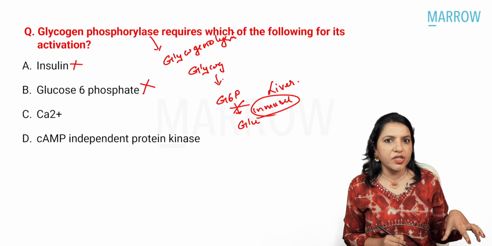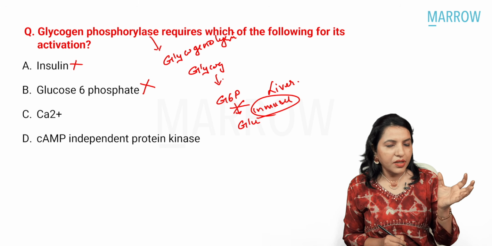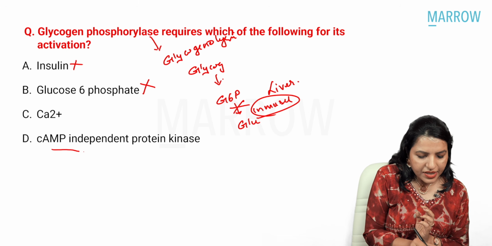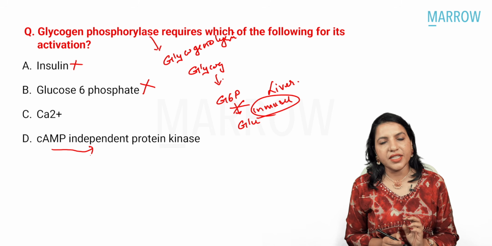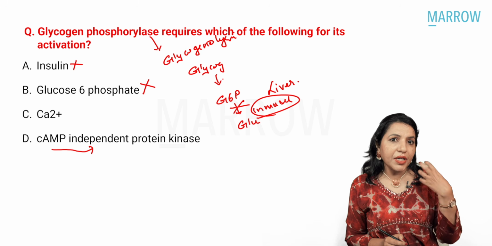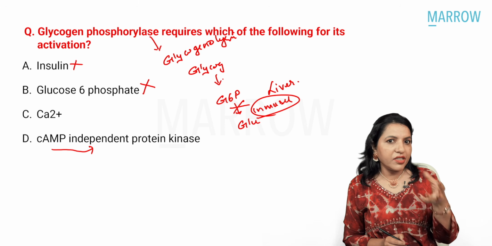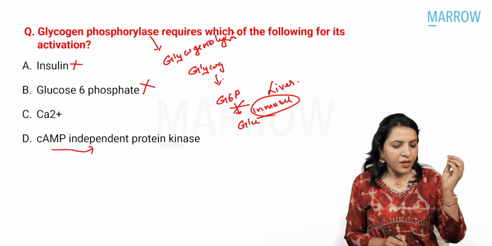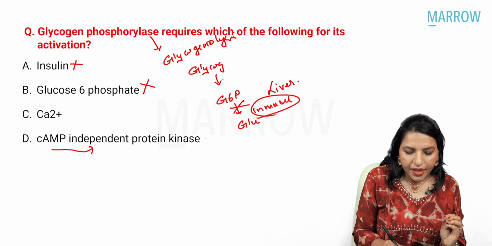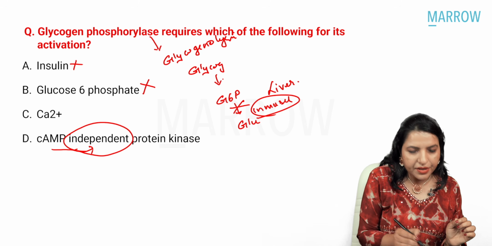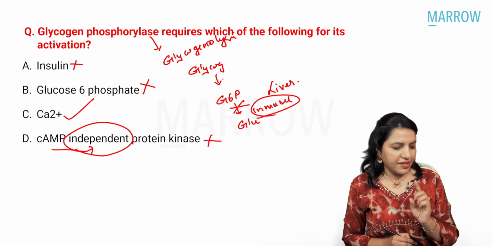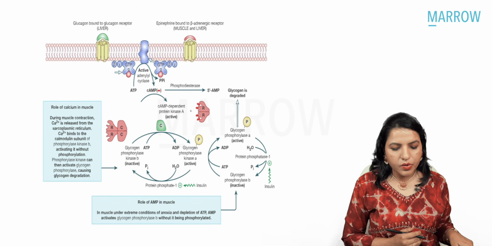Then we have two options here, calcium and cyclic AMP independent protein kinase. It is not actually cyclic AMP independent protein kinase, it is cyclic AMP dependent protein kinase. Cyclic AMP independent kinase is there, which I will elaborate with a diagram. So this is not cyclic AMP independent, it is cyclic AMP dependent. So, if independent is given, that is also not the answer. Then here one possible answer is calcium. I will explain it with a diagram.